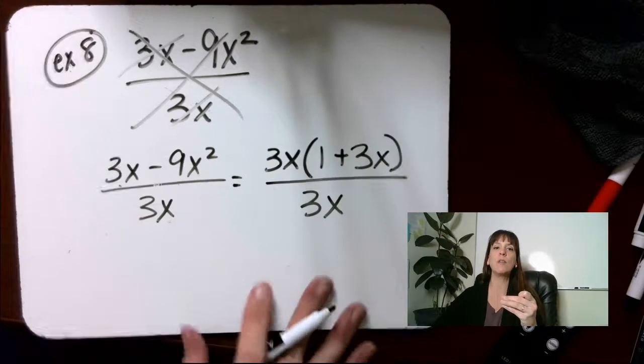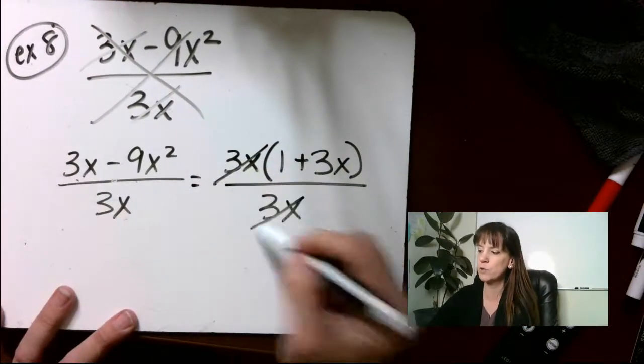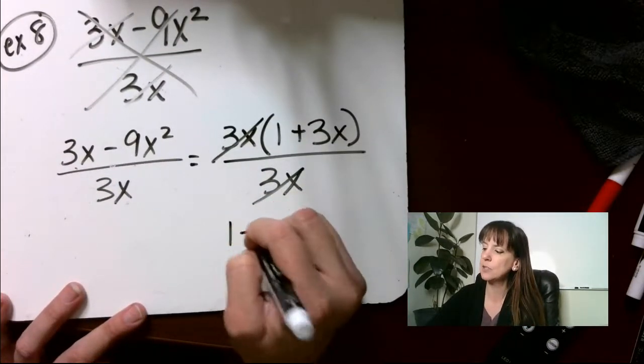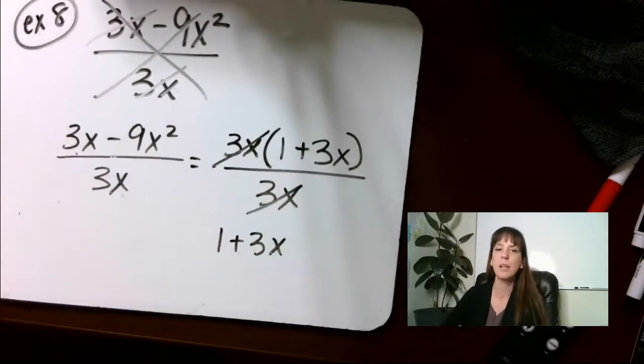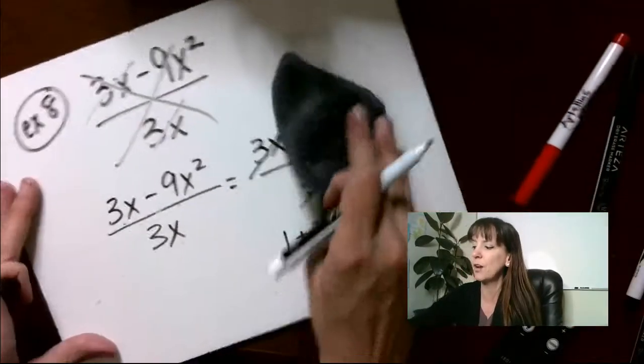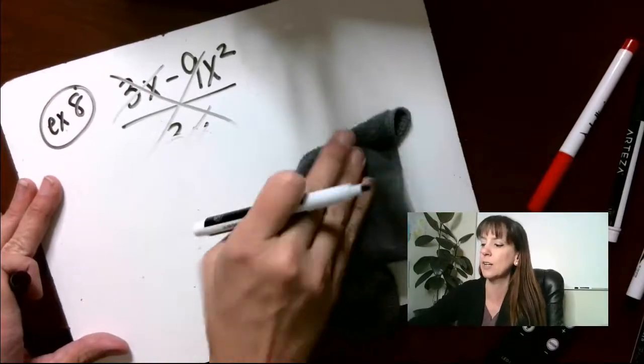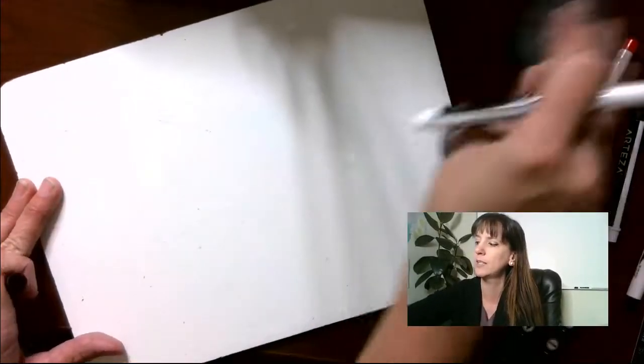Now that I've factored it out, I'm in a position to eliminate this, and it reduces down to 1 minus 3x. 1 minus 3x. So big difference. If you're not factoring that correctly, you're going to get the wrong answer. And I swear I see that happen all the time.